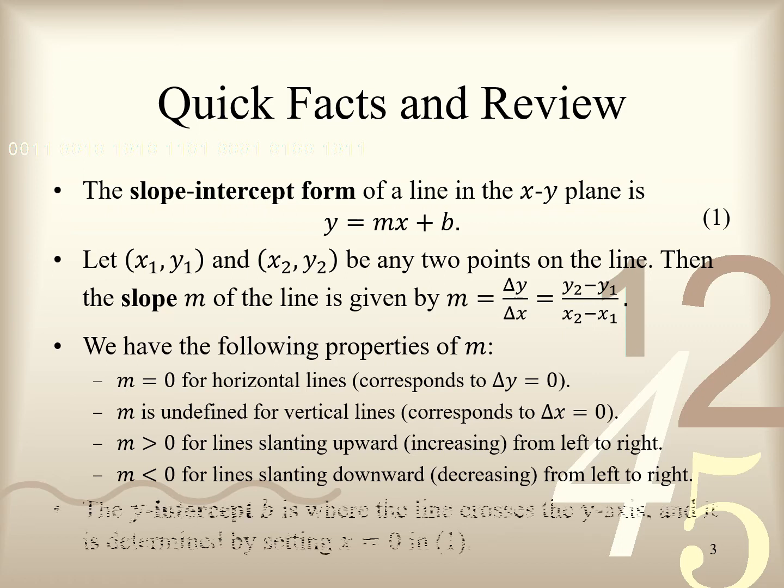Finally, the y-intercept b is where the line crosses the y-axis, and it is determined by setting x equal to 0 in 1. Note that the x-intercept, where the line crosses the x-axis, is determined similarly by setting y equal to 0 in 1, and solving for x. It turns out that the x-intercept equals negative b over m, for which m must be non-zero.